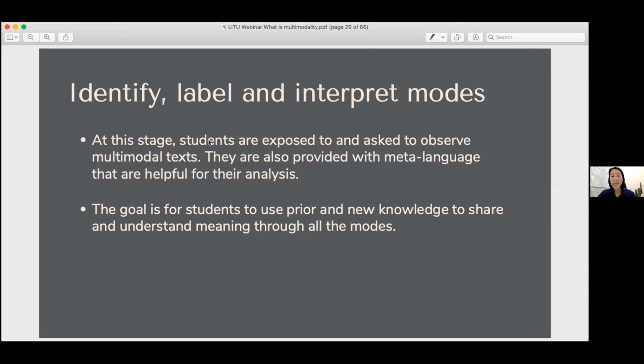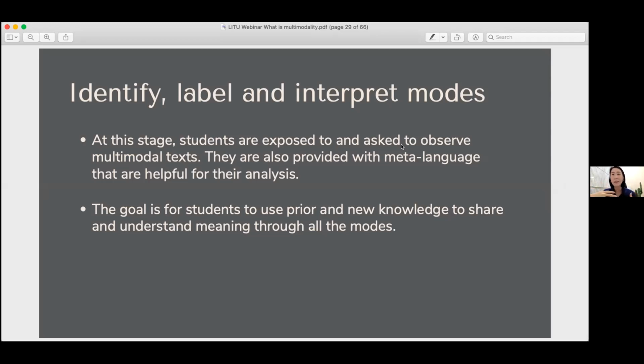So again, at this stage, students are exposed to and asked to observe multimodal text. If you want to, you can just ask them to bring in the multimodal text themselves. But because later on for stage 2, we're going to let them actually create a multimodal text themselves, I recommend that whatever type of multimodal text you ask them to analyze should be parallel to what you're going to let them do or create at the end, right?